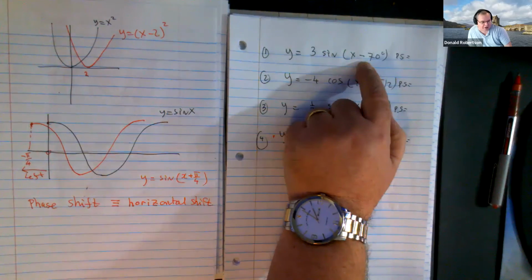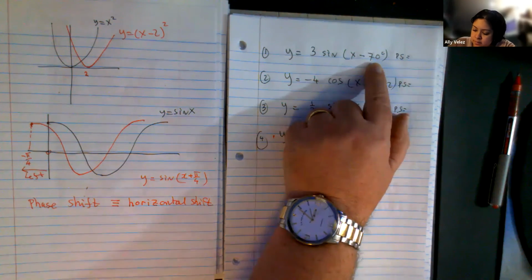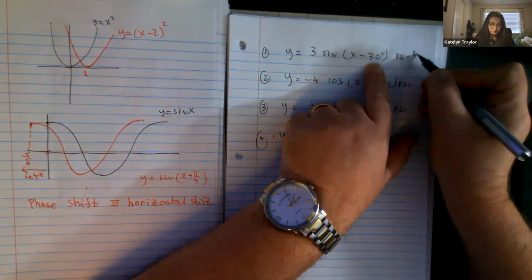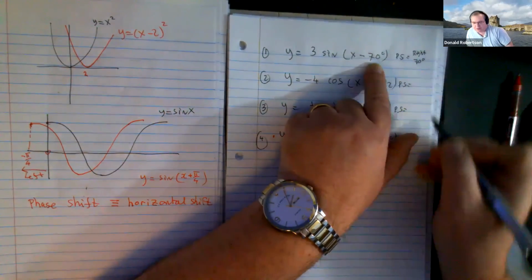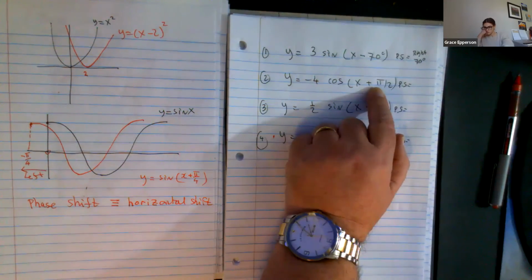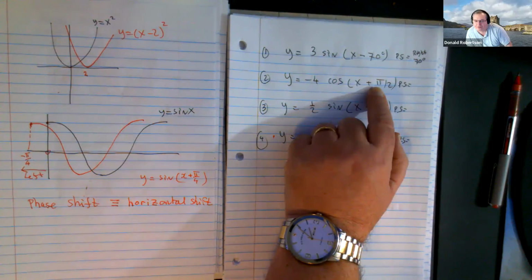70 degrees to the left or 70 degrees to the right? To the right. Okay, so we're going to just write it down in English and then tell you how you write it down in the homework. Pi upon 2 left or pi upon 2 right? What's the phase shift look like? Left. Agreed.